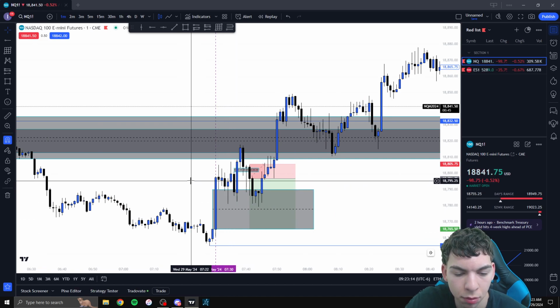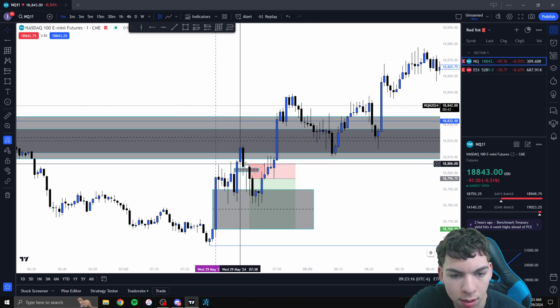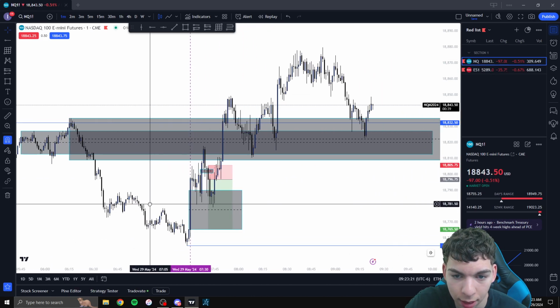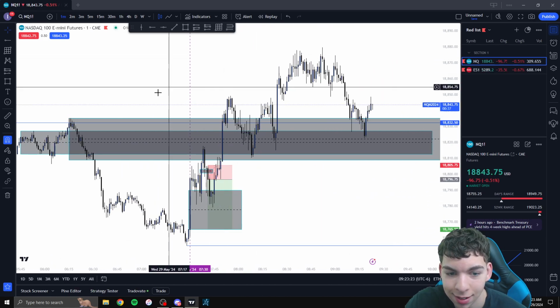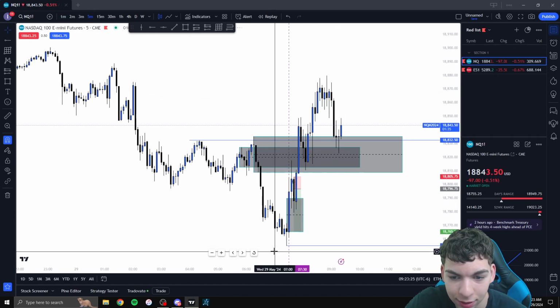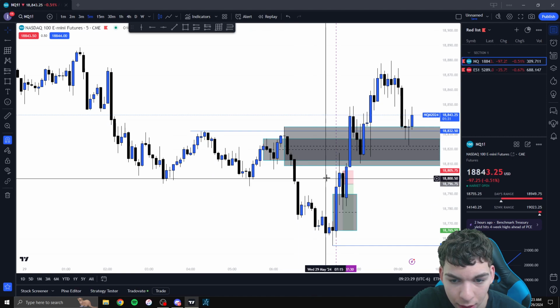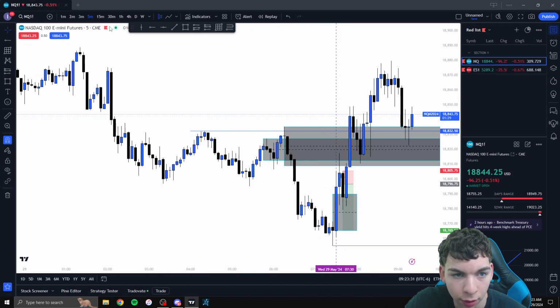I was certain, because I thought this was a retracement, and obviously you could tell this is not a retracement, right? This is crazy. I thought it was just gonna retrace into here and then go further down, but I guess not. Let's go over to ES.